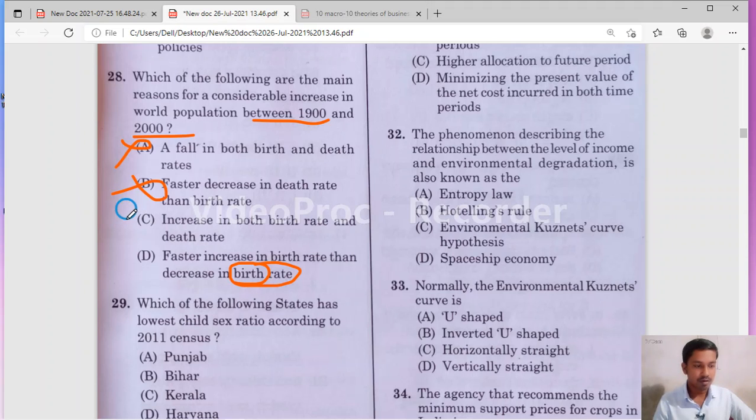Or otherwise option C will be correct. I think increase in both birth rate and death rate. No, this is not correct. So I think there is some mistake here. I think it is faster increase in birth rate than decrease in death rate. I think here it will be death rate. So let us wait till the official key answer releases.